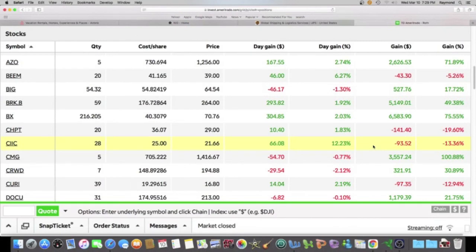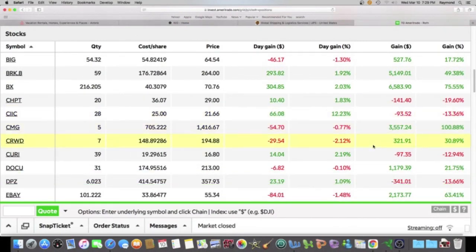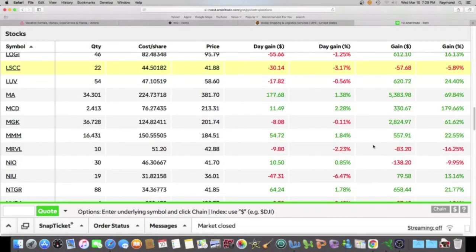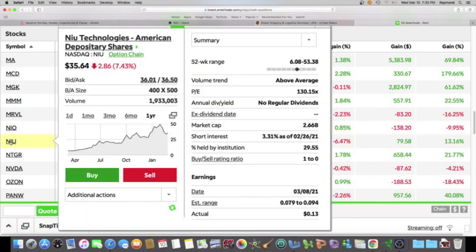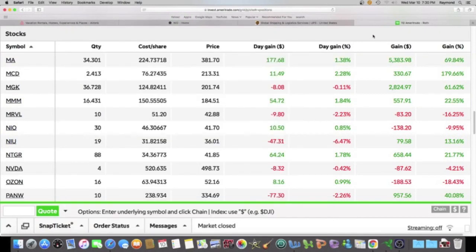My least performing stock is, let's scroll down, right here. I was down almost 6.5%. I lost over $47. The stock ticker is NIU, and this is NIU Technologies. So I got a good stock and a bad stock and a whole bunch in between.